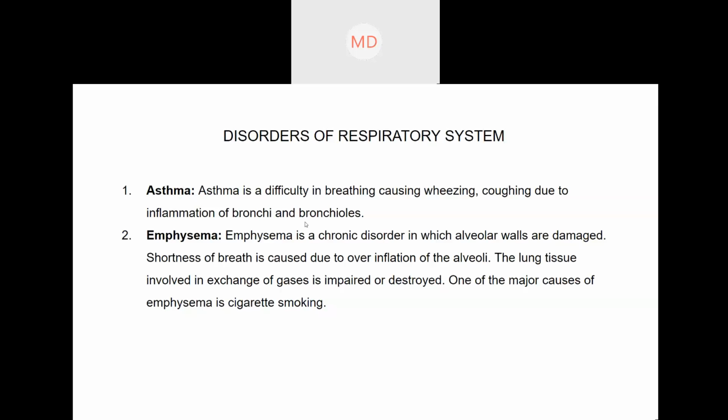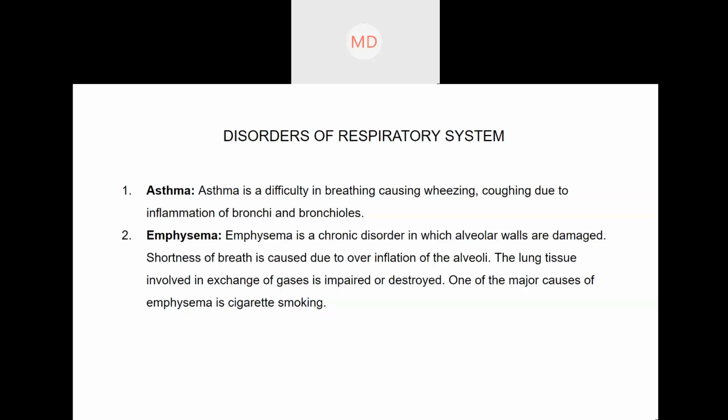So bronchitis and bronchioles, I'll show you the diagram. Emphysema is a chronic disorder. Here, chronic disorder means it is a serious illness and it is long term. It does not go away. And in emphysema, what happens? The walls of the alveoli and the lung tissues get destroyed.